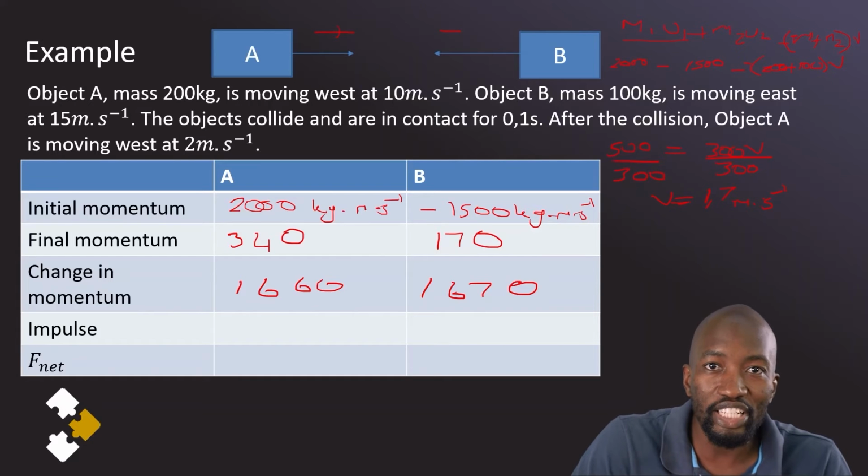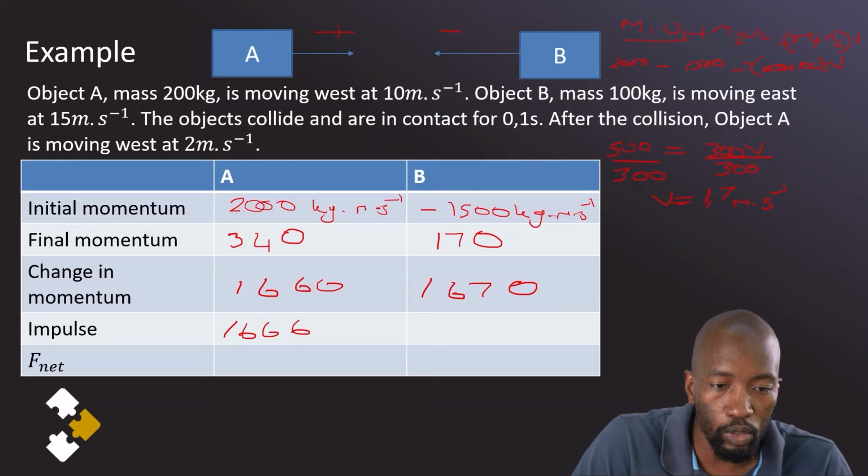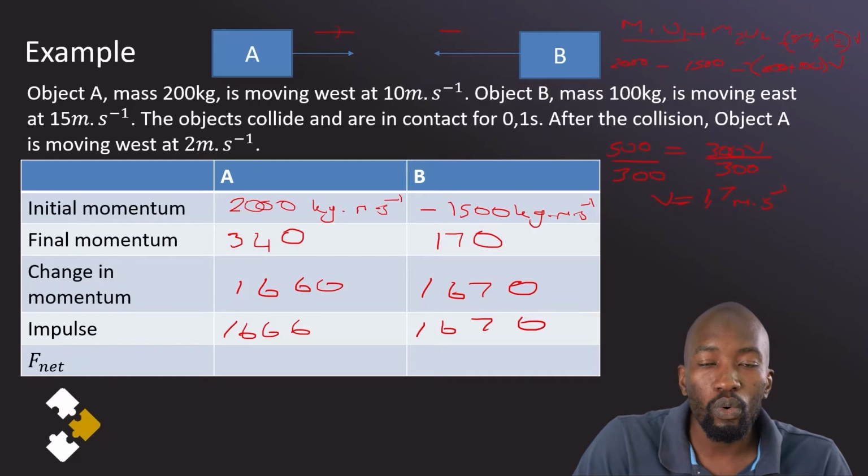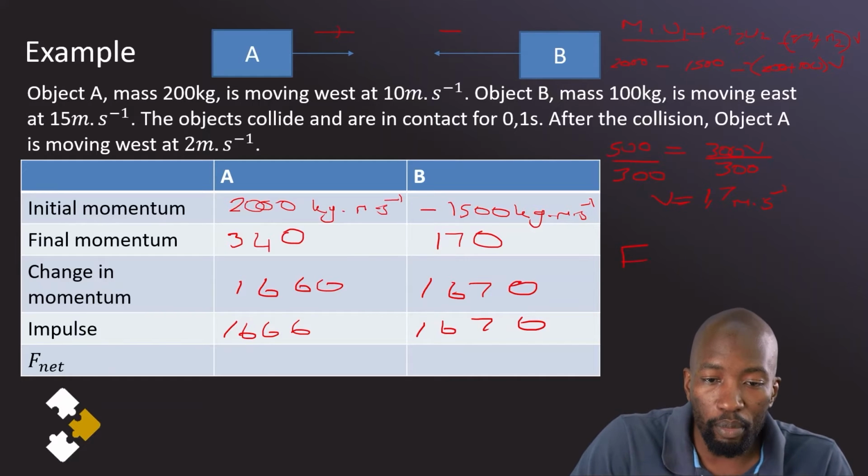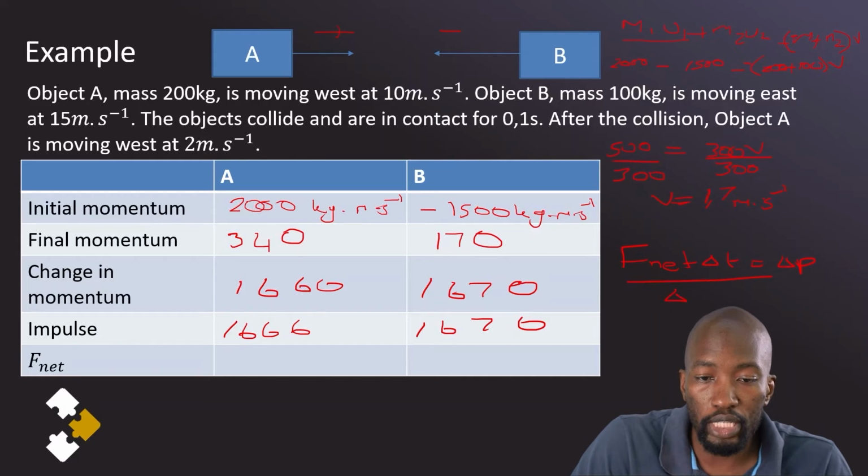Then what is the impulse? Remember, the impulse is the change in momentum. So it means that the change in momentum is equal to the impulse. So we can just say that's 1,660. Copy those values, put them here. Those are the same thing. Right. Now, what is F net? Remember, F net delta t is equal to the change in momentum. Then we can divide both sides by the change in time, so these will cancel, and we can easily find F net by saying the change in momentum over the change in time.